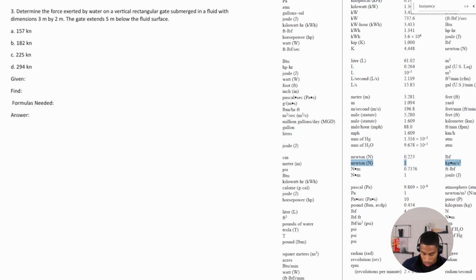Okay. So what information are we given? Well, we do know the dimensions, 3 by 2 meters. Depth equal to 5 meters below the surface. All right, we're trying to find the force exerted by water.